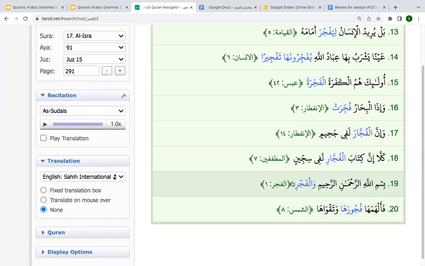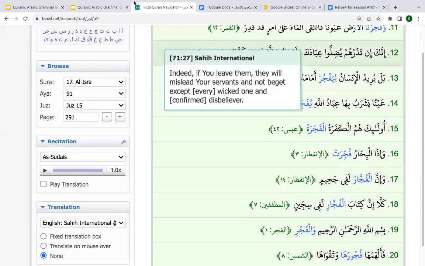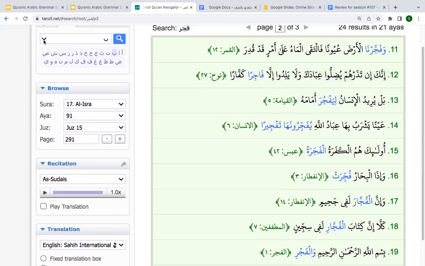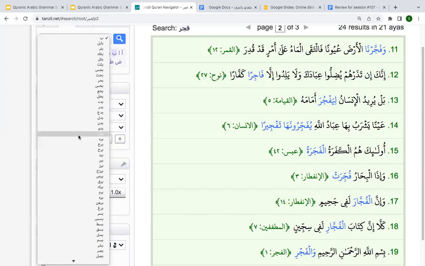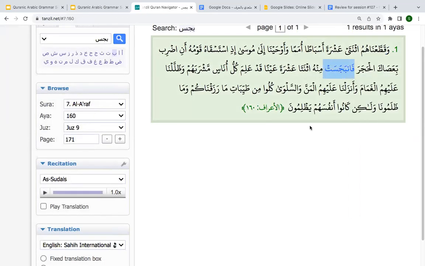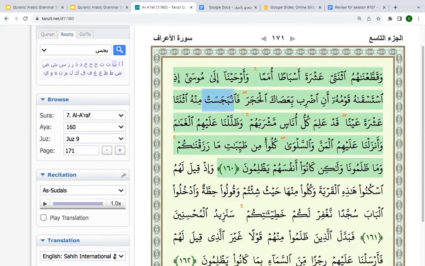Let's see if we have another word from this family. So mostly you are seeing these root letters fa, jim, ra used in family number 2, right? Let me show you another one. Let me see if you are able to identify this one. Where is this word coming from? That's a Jamid word, Sister Anas. Insan is not from family number 6. It's a Jamid word.